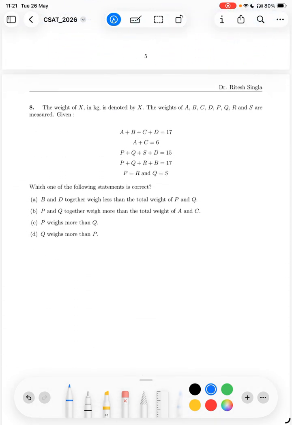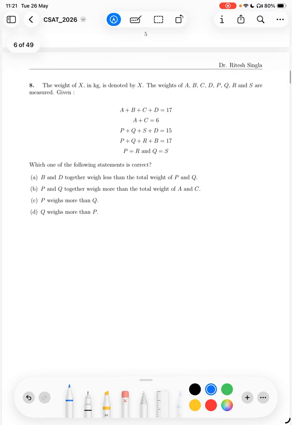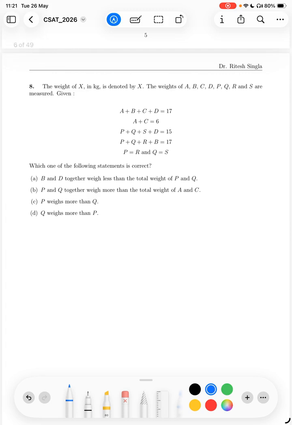Let us see question number 8. This is a very basic question. From the first instance, it seems that we have so many equations, but it is not at all difficult. If you just see the first and second equation, a plus b plus c plus d is 17, a plus c is 6. So if you substitute a plus c in the above equation, we get b plus d is equal to 17 minus 6, which is 11.